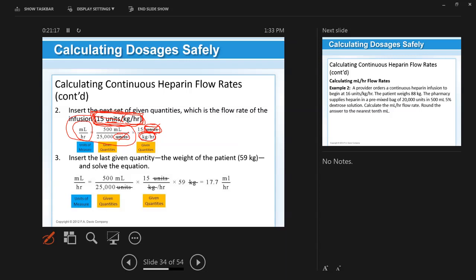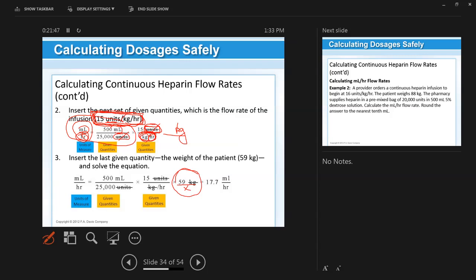So now what we need to do is look at what we're looking for. So we have milliliters here, and our problem is asking for hours. So I don't need to change or do anything with this hour label. That's perfect, but I need to get rid of this kilogram here. So how am I going to do that? I'm going to do that by making my next numerator a kilogram. And so our client's weight was noted at 59 kilograms. If you need to, put it over X if that helps you remember to multiply 59.